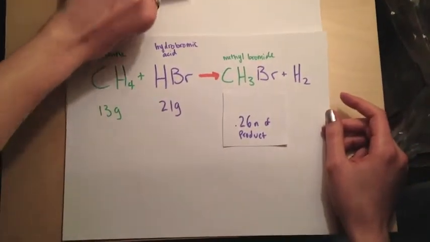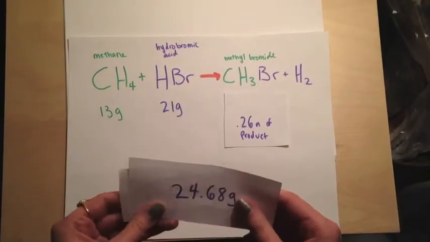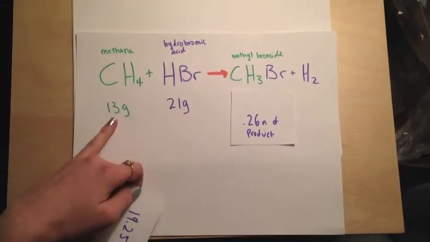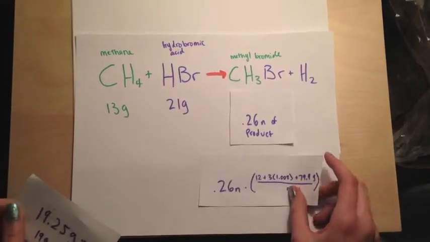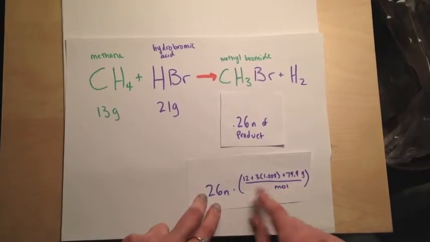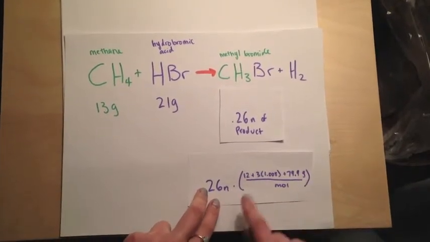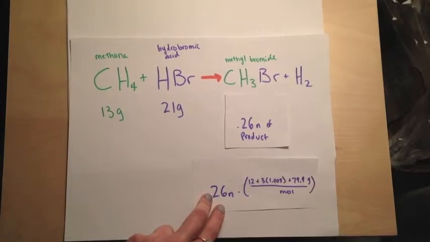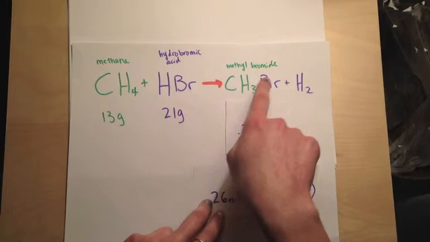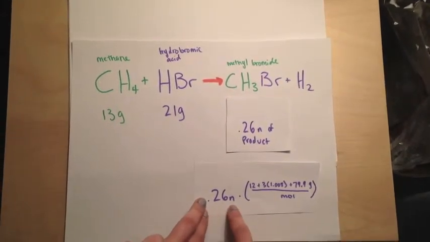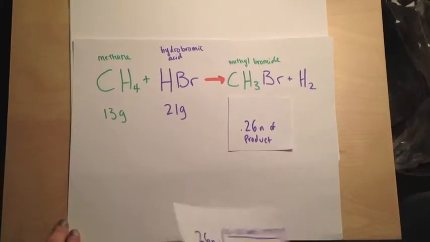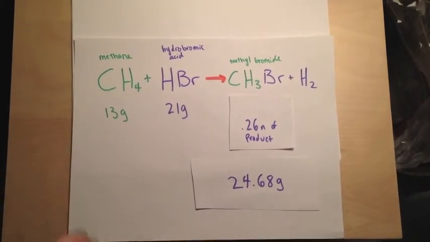So since we want our answer in grams, we're going to have to convert back once again, and we're just going to do the reverse of what we did before to find the moles of our reactants. So we're going to do 0.26 moles times the grams per mole. The moles will cancel and we'll have grams. And we find this from, once again, our periodic table, just adding up the molar mass of 1 carbon, 3 hydrogens, and 1 bromine. And we're going to get 0.26 times 12 plus 3 times 1.008 plus 79.9, which is going to give us 24.68 grams.